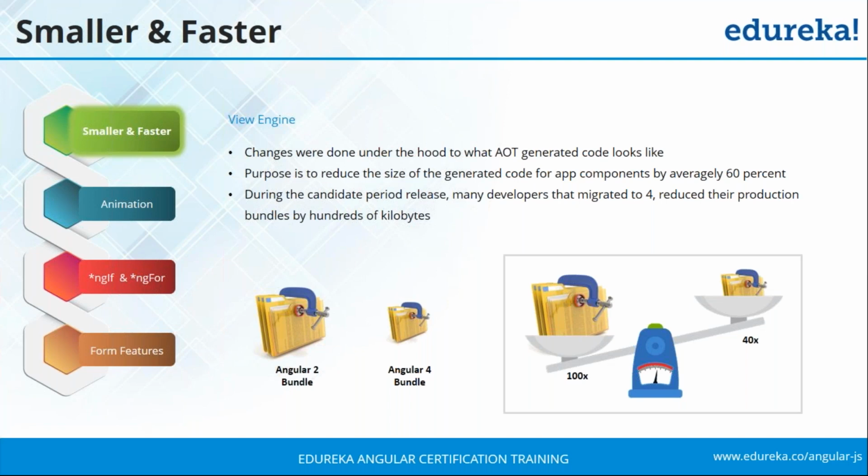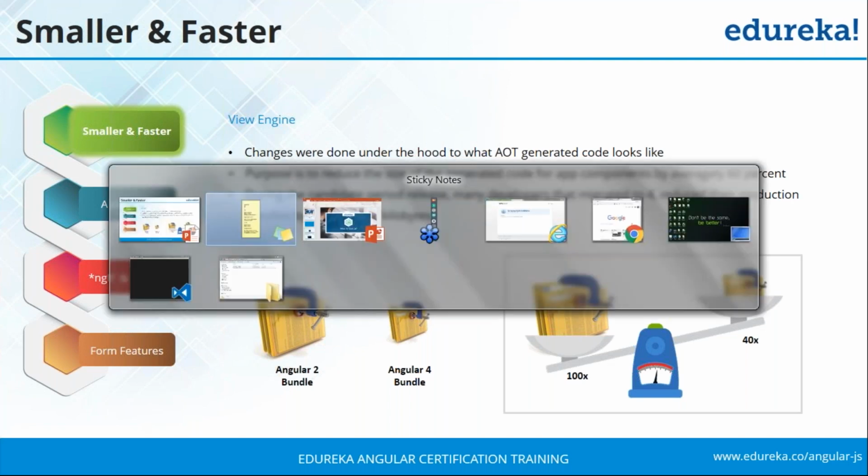So coming back to the slide, guys, the Angular community has made some changes in this AOT generated code. These changes basically reduce the size of generated code of your components by around 60% in most cases. The more complex your templates are, the higher your savings. During the release candidate period, they found that developers migrating from Angular 2 to Angular 4 reduced their production bundles by hundreds of kilobytes. So let us take a look practically at how they do that.